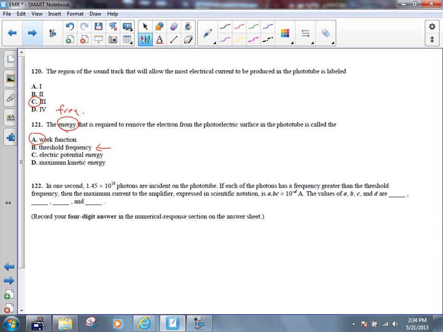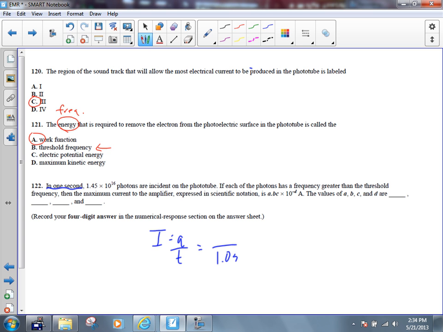Finally, 122, a bit of a tougher question here. This one says, in 1 second, this many photons are incident on the phototube. If each of the photons has a frequency greater than the threshold frequency, then what's the current? The only equation that we have for electric current is from our last unit, Q over t. The time here, if you read between the lines, is 1.0 seconds. We're told in 1 second, this many photons. If you have this many photons, how many electrons do you have ejected?